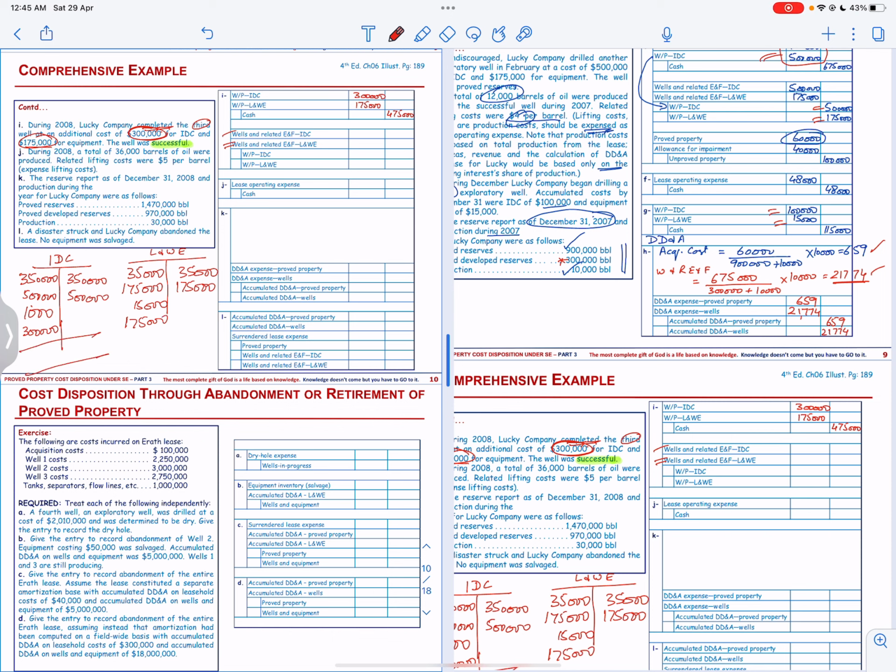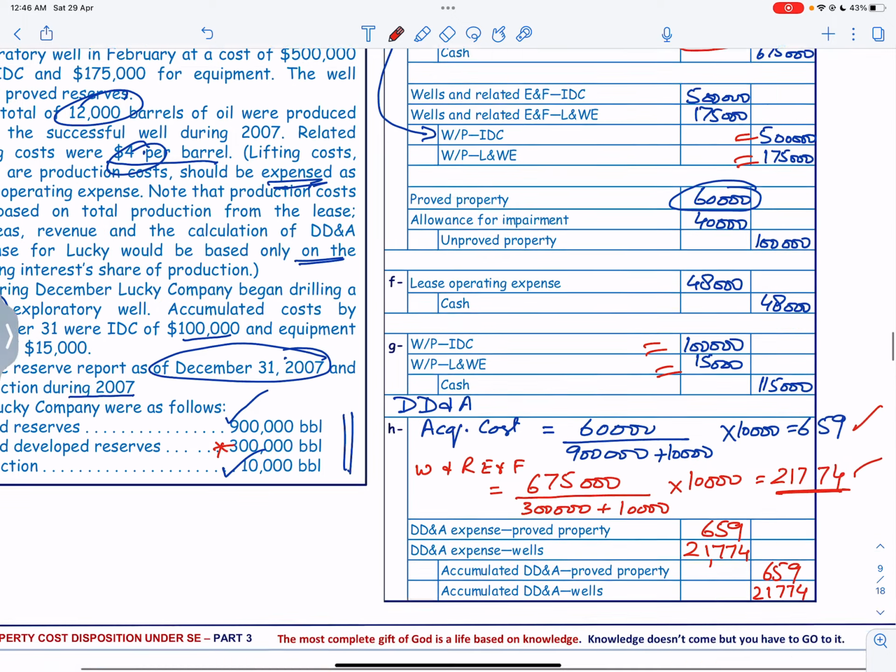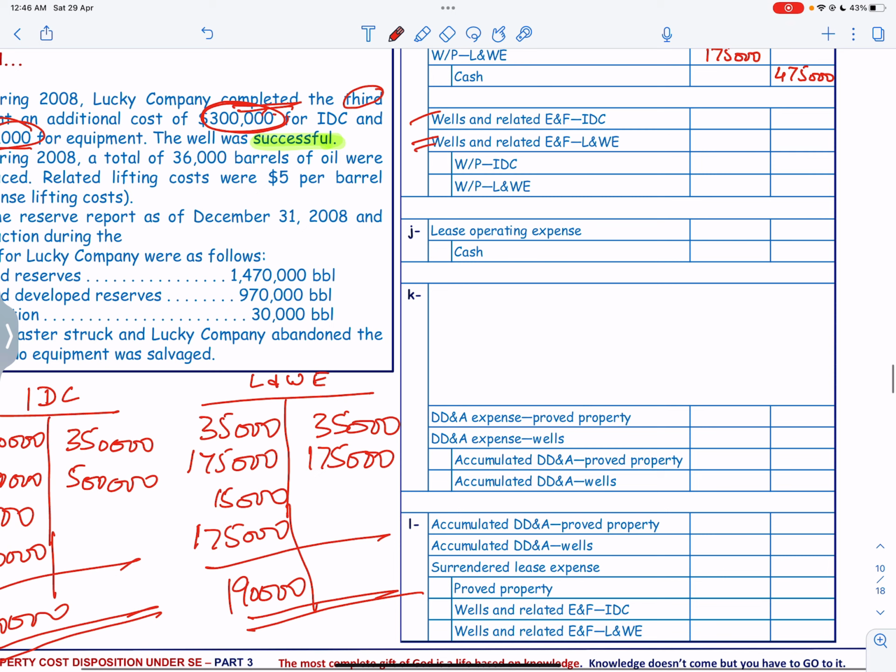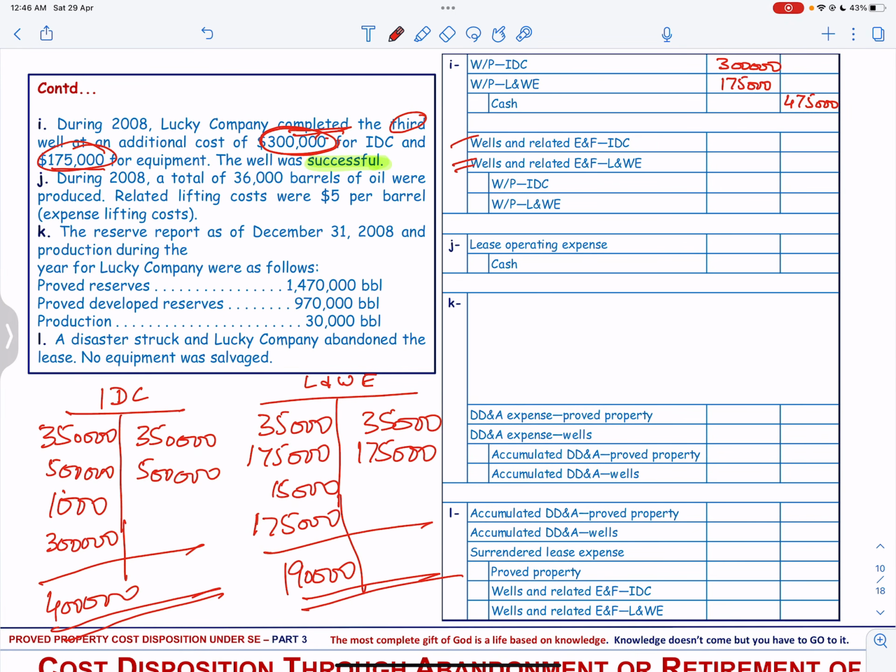So if we make the total, the balance for intangible drilling cost will be the debit 400,000 and this will be 190,000. So wells in progress intangible drilling cost is going to be credit by 400,000 and lease and well equipment, this is wells in progress, and this will be 190,000. And then obviously they are going to be transferred to wells and related equipment and facilities. For intangible drilling cost it is 400,000. For lease and well equipment it is 190,000.